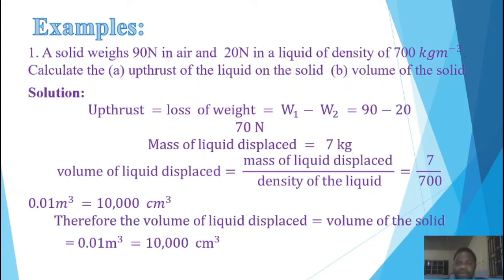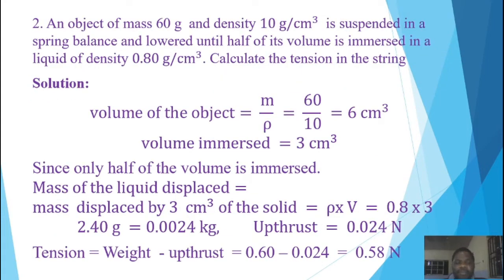Okay, now example number 2. We say an object of mass 60 gram and density 10 gram per centimeter cube is suspended in a spring balance and lowered until half of its volume is immersed in a liquid of density 0.80 gram per centimeter cube. Now you are told to calculate the tension in the string.